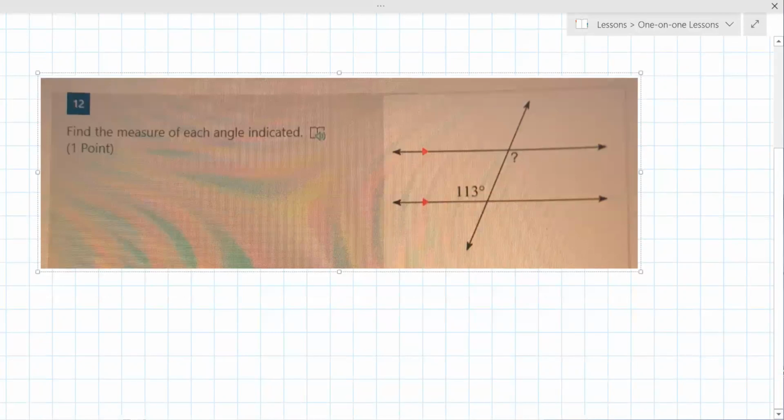Yeah, I could see it. Okay. The angle that they're asking for, this question mark here, is 113 degrees.